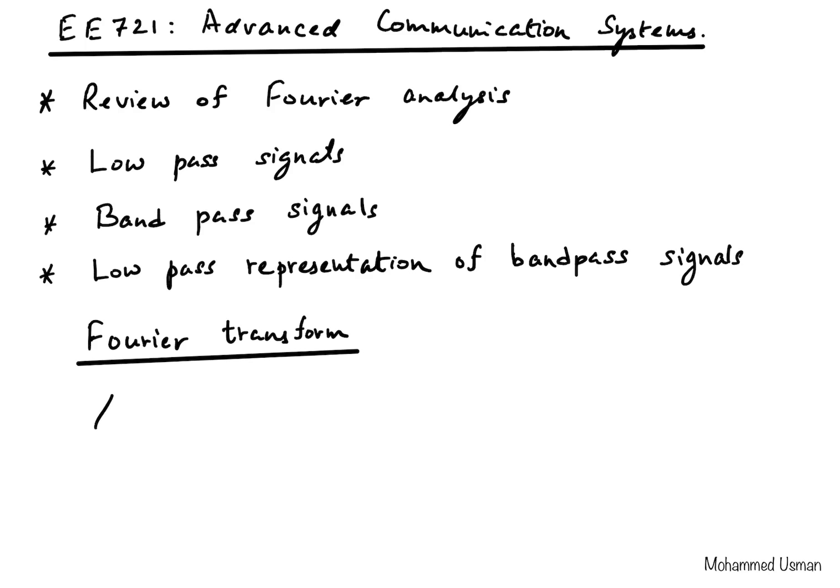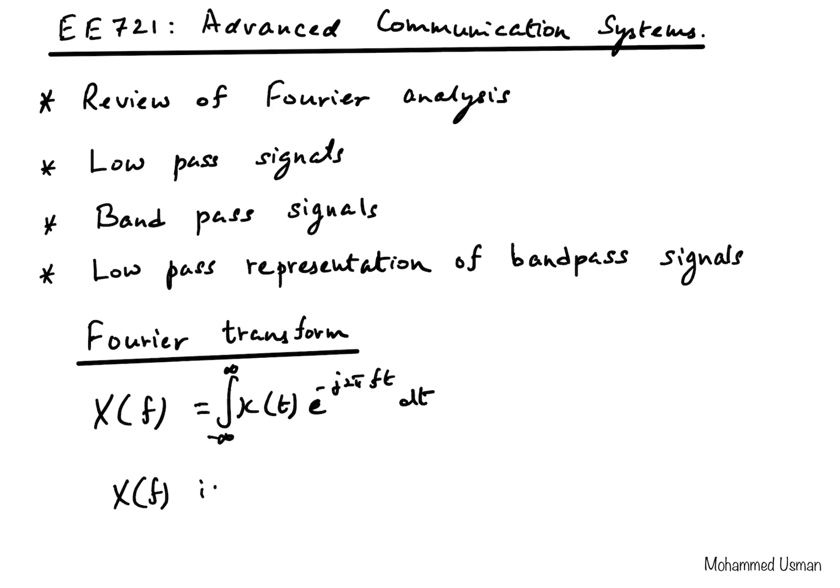So the expression for the Fourier transform is X(f) = integral from minus infinity to infinity of x(t) e^(-j2πft) dt. Okay, where x(t) is the time domain signal and X(f) is the Fourier transform of x(t). Okay, so X(f) is the frequency domain representation, X(f) is the Fourier transform of the signal x(t).